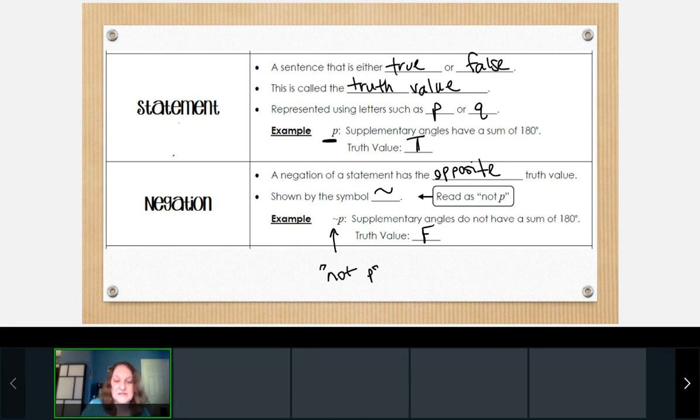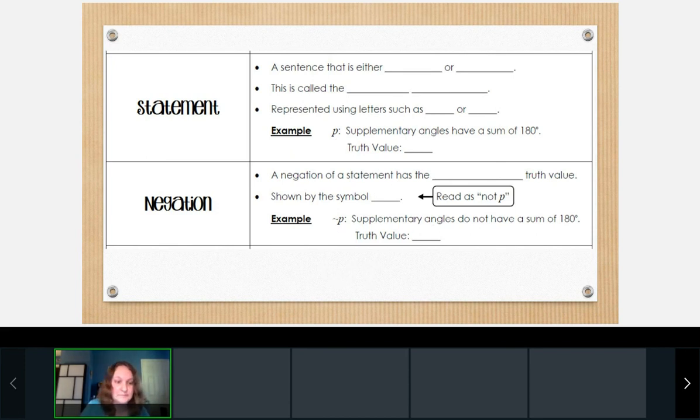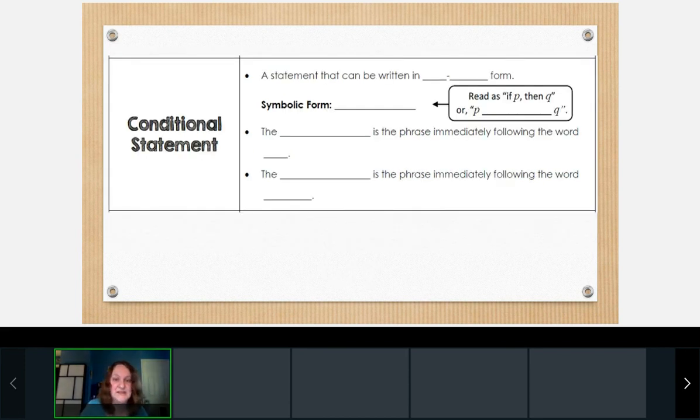Now we're going to go into some conditional statements. A conditional statement can be written in if-then form, and we're going to be using these this whole unit. In symbols, it looks like this: if P, then Q. It's this little arrow, and when you see this arrow, you know we're talking about an if-then statement. You could also think of it as P implying Q. P implies Q.